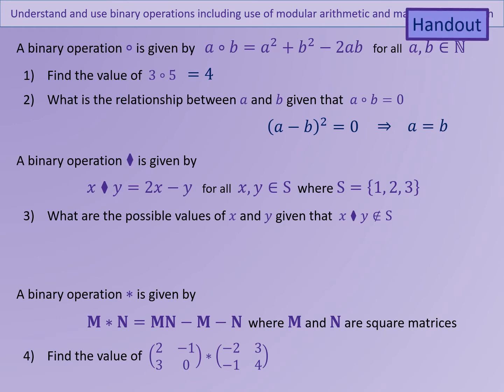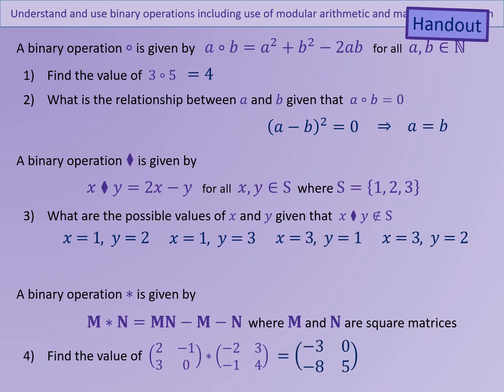For question 3, the possible pairings x and y, such that x operation y would not be in the set of numbers, so would not give an answer 1, 2 or 3, will be the pairs x is 1, y is 2, x is 1, y is 3, x is 3, y is 1, and x is 3, y is 2. And for question 4, using the operation on matrices given here, the answer would be the following matrix.